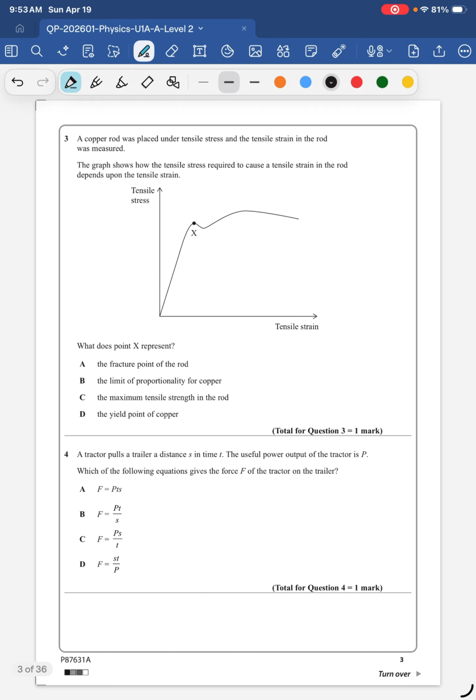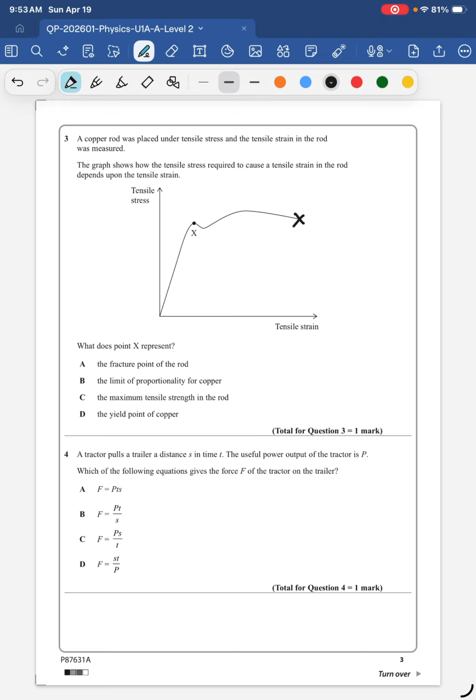Question 3: a copper rod was placed under tensile stress, and the tensile strain in the rod was measured, and we see a stress strain graph. The graph shows how the tensile stress required to cause a tensile strain in the rod depends upon the tensile strain. What does point X represent? Option A, the fracture point of the rod. Actually, that's this point over here. So not that.